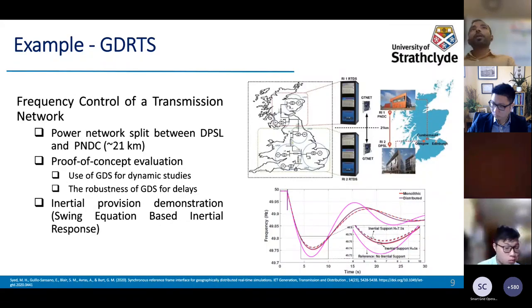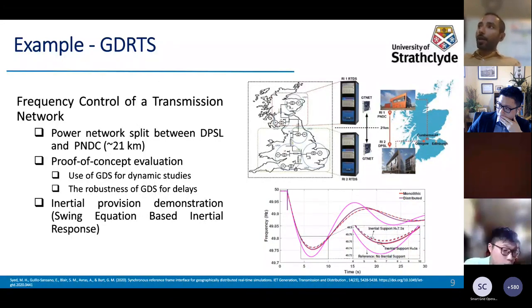The first example is that of geographically distributed real-time simulation, where you have digital real-time simulators at each of the laboratories. So you have a power network that is split into two for simulation at two different laboratories. In this particular case, the two laboratories are the Power Network Demonstration Center and the Dynamic Power Systems Laboratory, both at University of Strathclyde, however, geographically separated by a distance of 21 kilometers.